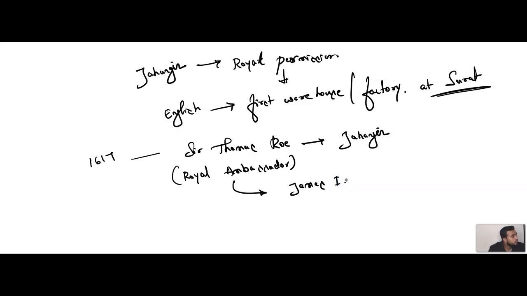Any doubts? Did you understand? At that time, who was the royal ambassador? Sir Thomas Roy was the royal ambassador who came to the court of Jahangir. He came from the court of James I. He sought permission from Jahangir to establish factories in other places of the Mughal Empire. Understood? Again he came and asked the permission.